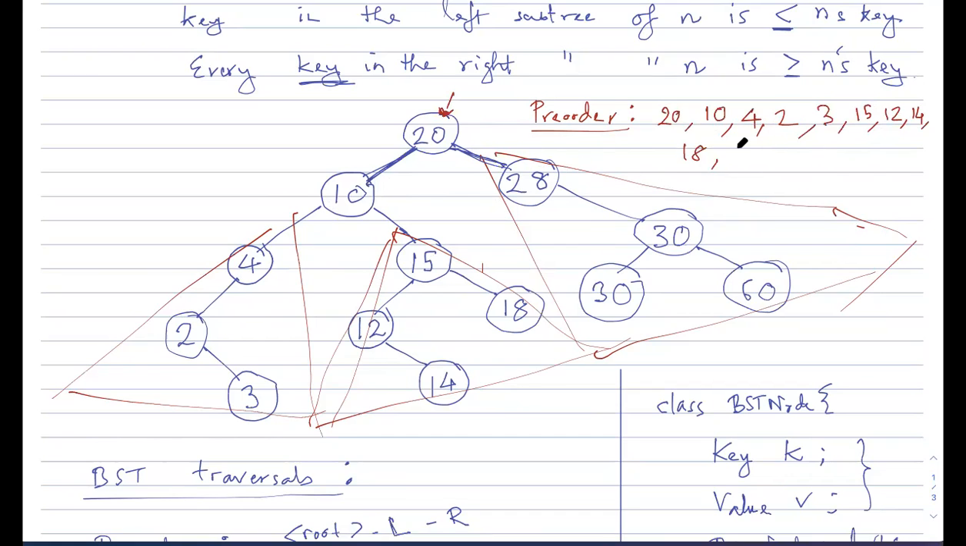It comes to the right, goes to 28, then 30, then comes to the left, which is 30, and then comes to the right, which is 60, and it is done.